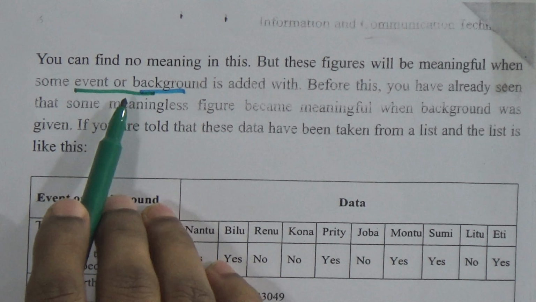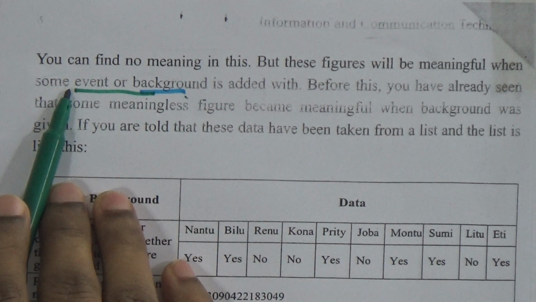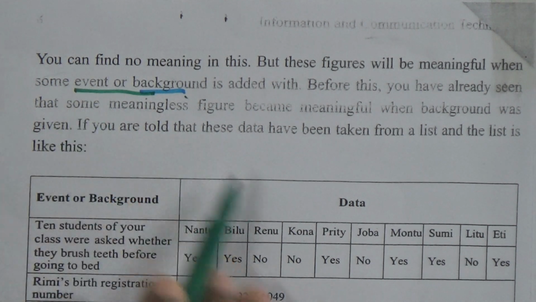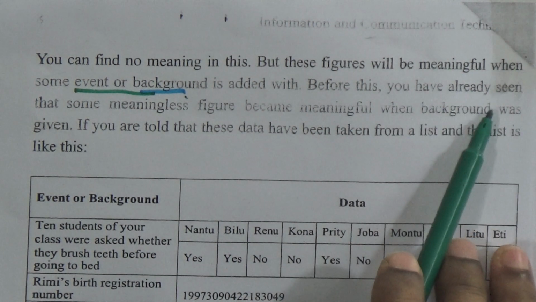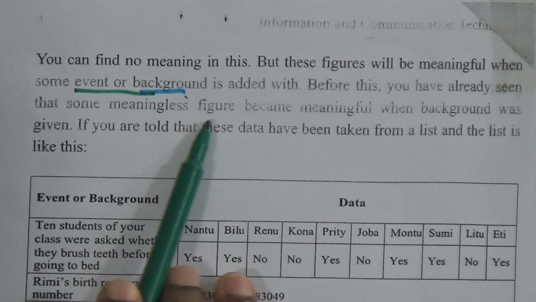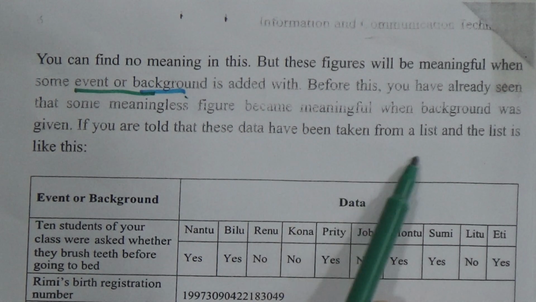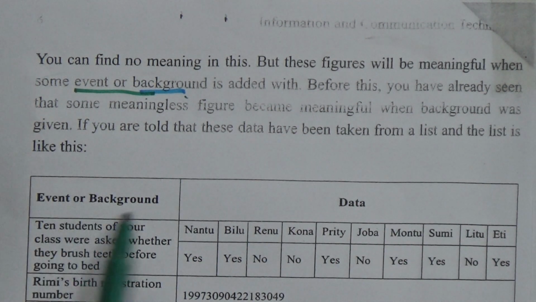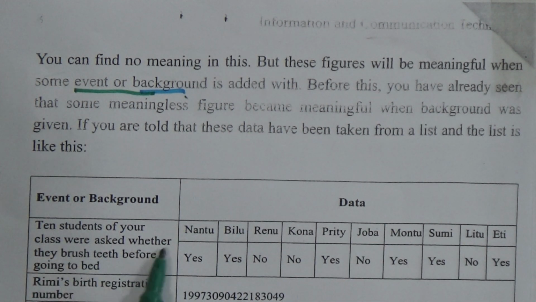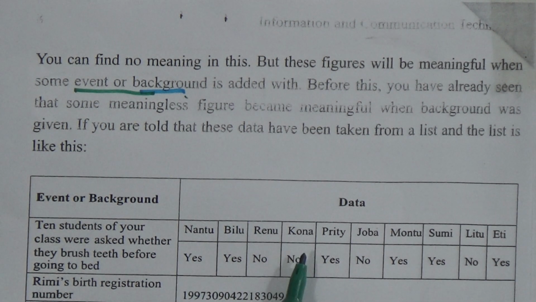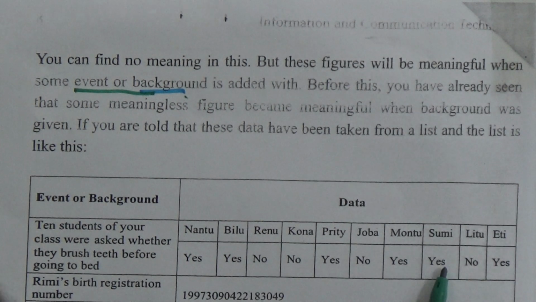So data and background make information, data and event make information, data and context make information. Before this, you have already seen that some meaningless figures became meaningful when background was given. Ten students of your class were asked whether they brush teeth before going to bed. Nitu says yes. Milu, Bilu, yes. Renu, no. Kona, no. Priti, yes. Joba, no. Montu, yes. Shumi, yes. Litu, no. Iti, yes. So this gives sense.